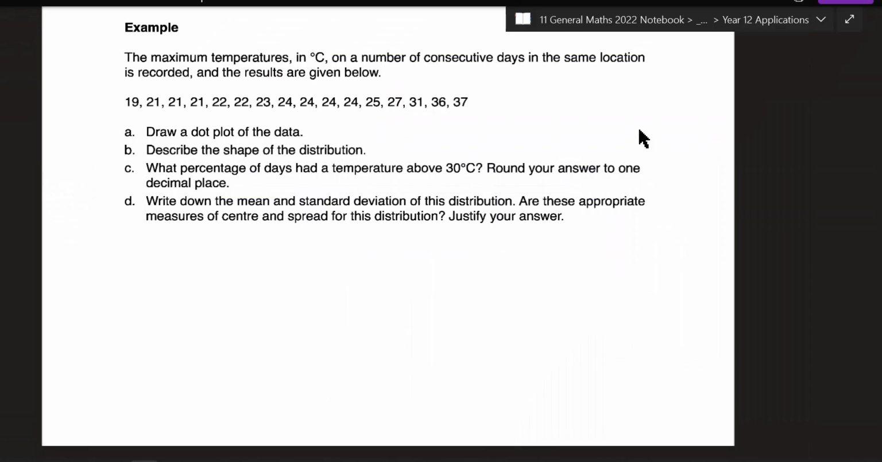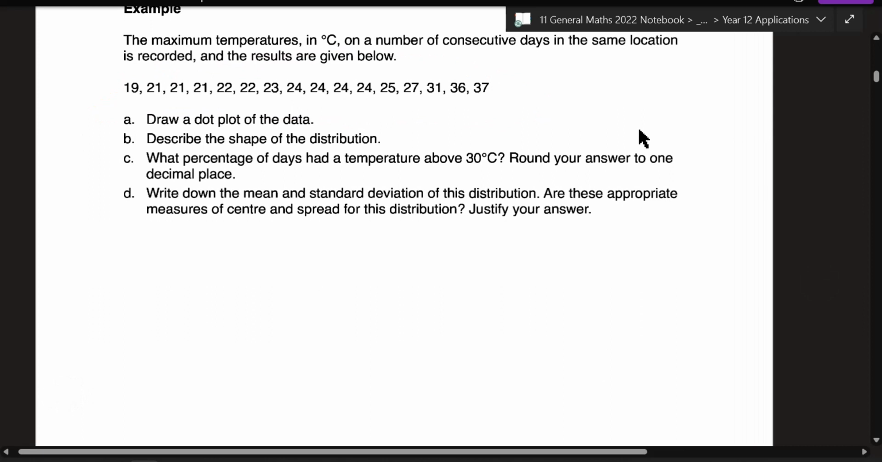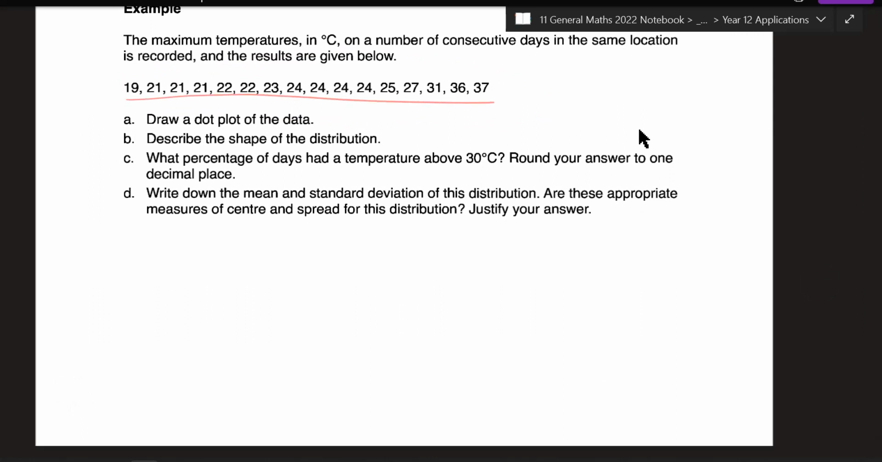Now looking at the data, this is focusing on temperatures recorded over a number of consecutive days, in the same location. So this is your data. The good thing is it's already been put in numerical order for us, so you don't need to worry about putting it in order. Now the lowest number is 19 and the highest is 37. I want to make sure that I include all of those numbers.